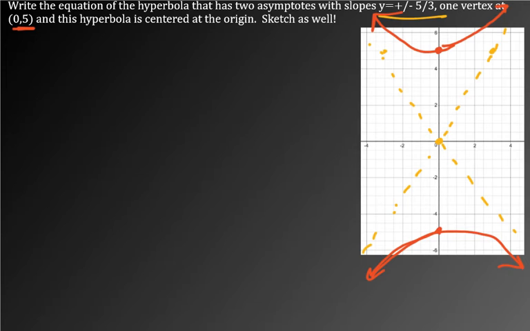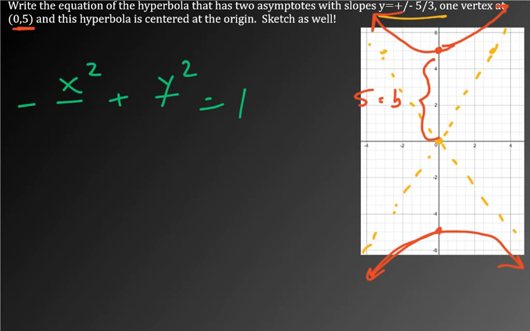And that is enough info to also write the equation, right? We know the center is the origin, so there's no shift on the x or the y. And we know that it's an open up and down one, and so that means that the y is the positive and the x is the negative one. We know this distance is 5, and that's b, right? This distance right here is b, and it's 5. And so what we actually put down here is the square of b. So we're going to put in 25.